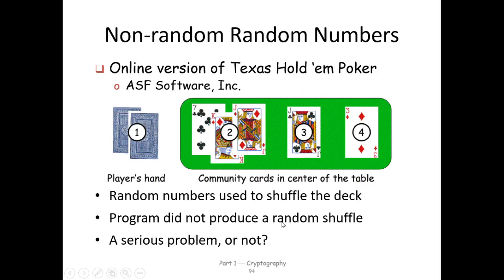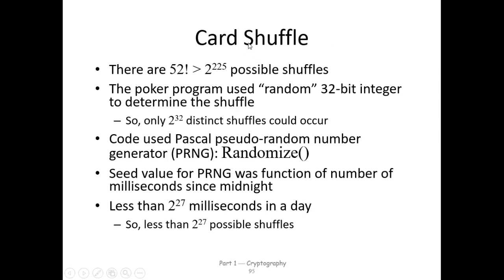The program did not produce a random shuffle. That is a serious problem, because online it should produce high randomness. In this card shuffle there are 52 factorial, which is greater than 2 raised to 225 possible shuffles. The poker program used a random 32-bit integer to determine the shuffle. If it is a 32-bit integer, then only 2 raised to 32 distinct shuffles could occur.